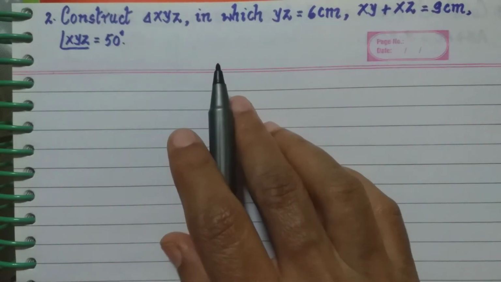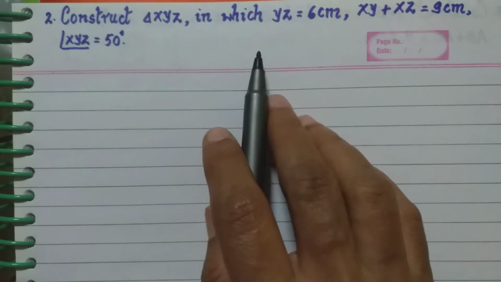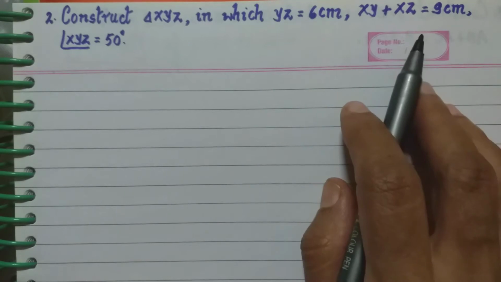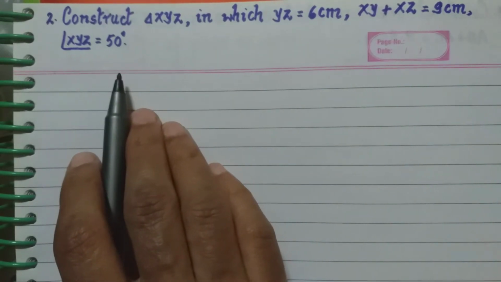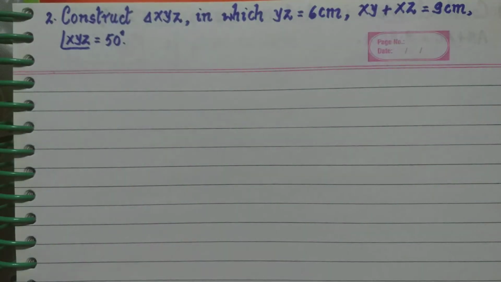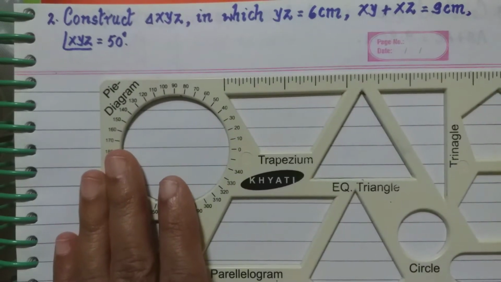Coming to the second question in practice set 4.1, construct triangle XYZ in which YZ is 6 centimeter, XY plus XZ is 9 centimeter and angle XYZ is 50 degrees. Okay, so first we have to draw a rough figure. So we need to draw a triangle here.